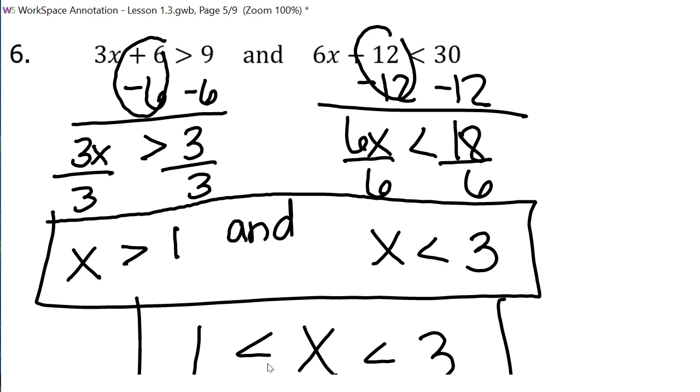My endpoints have to go on what two numbers? 1 and 3. Which one of them is closed? Neither one. Why not? Neither one of them has an equal to, so they're both open. And if it's an "and," do we shade inside or outside? Inside. So shade inside the 1 and 3.